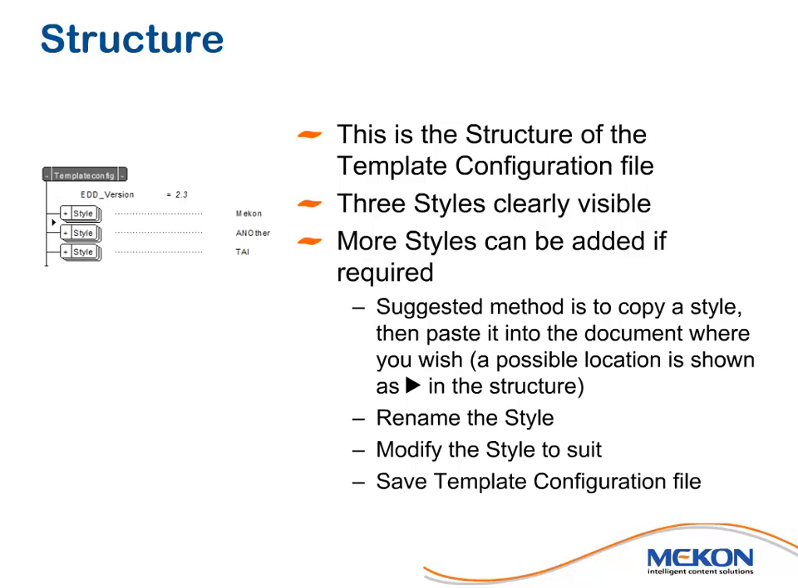Before we have a look at the actual file itself, what we're looking at here is the structure of the file as seen in the structure pod of FrameMaker 2015. So you can see that there's three styles clearly visible at the left hand side there. More styles can be added if required, and the suggested method is to copy a style, then paste it into the document where you wish.